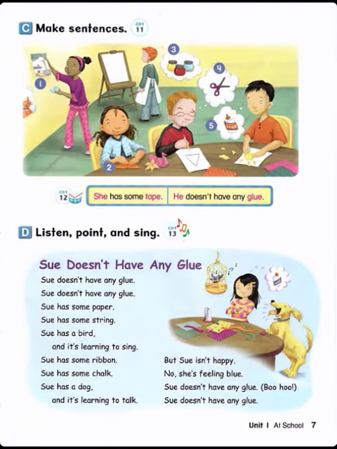Page 7. C. Make sentences. Number 1. She has some tape. Number 2. She has some paper. Number 3. He doesn't have any paint. Number 4. He doesn't have any scissors. Number 5. He doesn't have any glue.